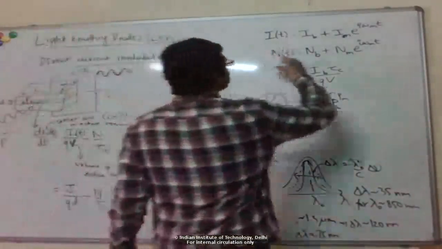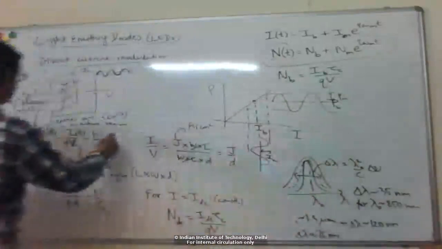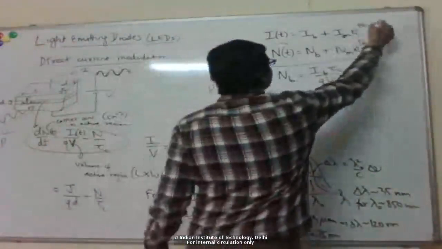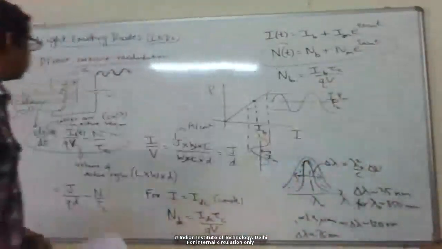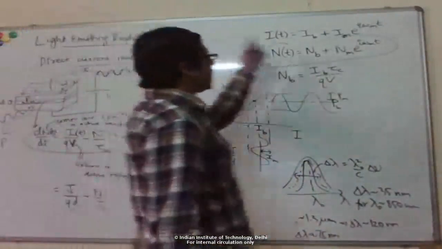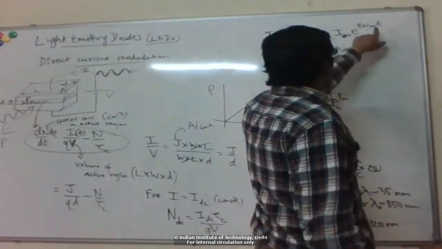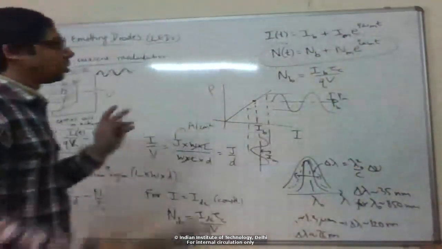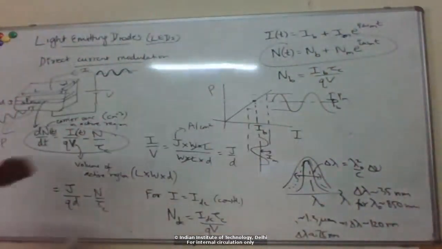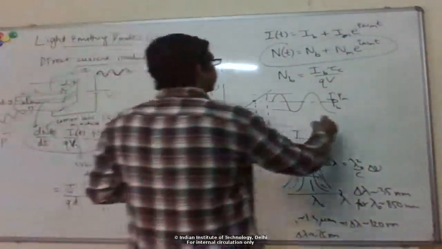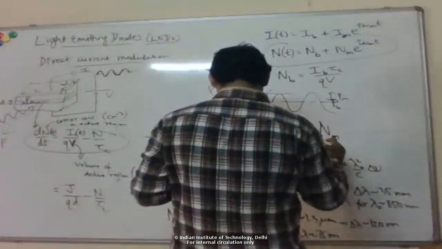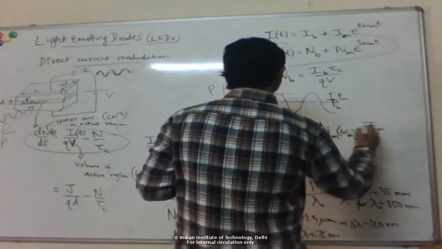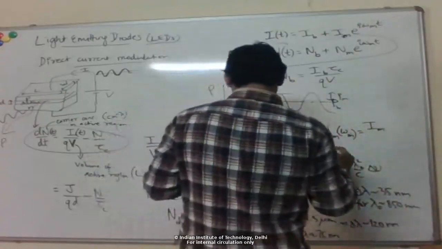If we plug this solution into this equation and compare the coefficients of the e to the i omega_m t part on both sides, because this solution has to be valid for all time, the only way that is possible is that the coefficients of this e to the i term on both sides are equal. You can just do that straightforwardly. So we can get N_m in terms of I_m.